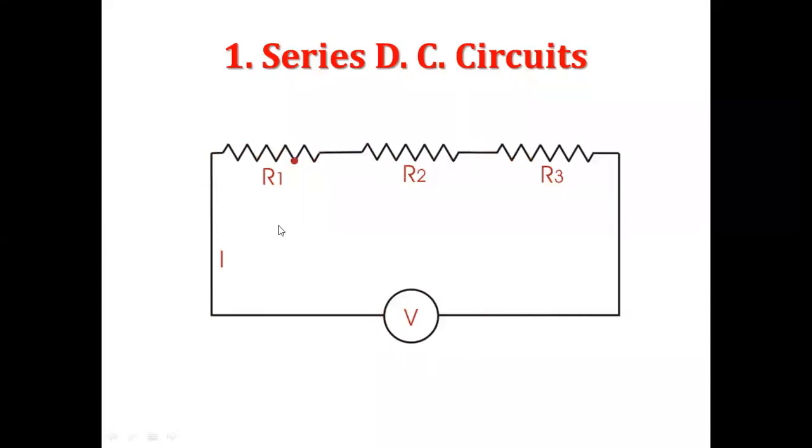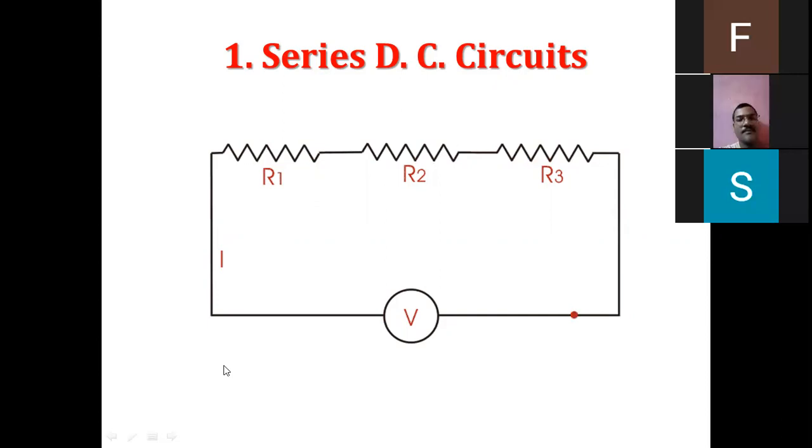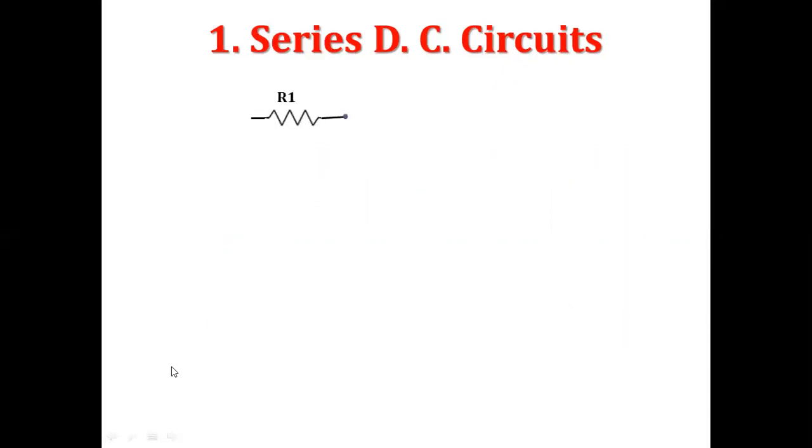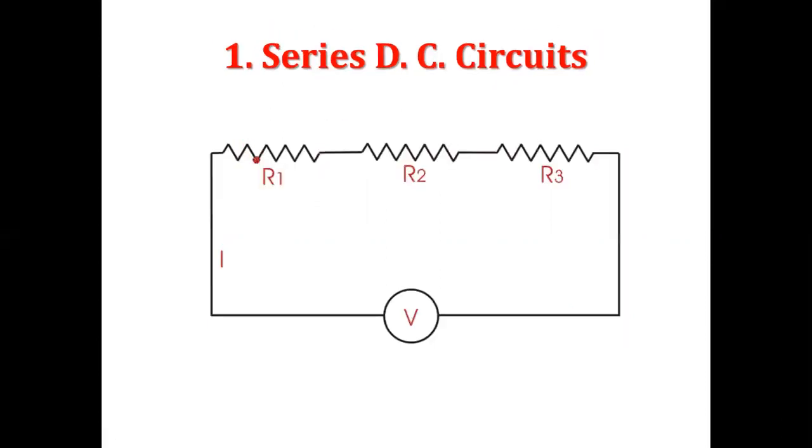Total voltage, that is R1 plus R2 plus R3, that is the total resistance we have to calculate. The voltage drop we have considered here now: I into R1 equal to 10,000, I into R2, I into R3, like that. Is it clear now? Yes, sir. The same current is flowing here now.